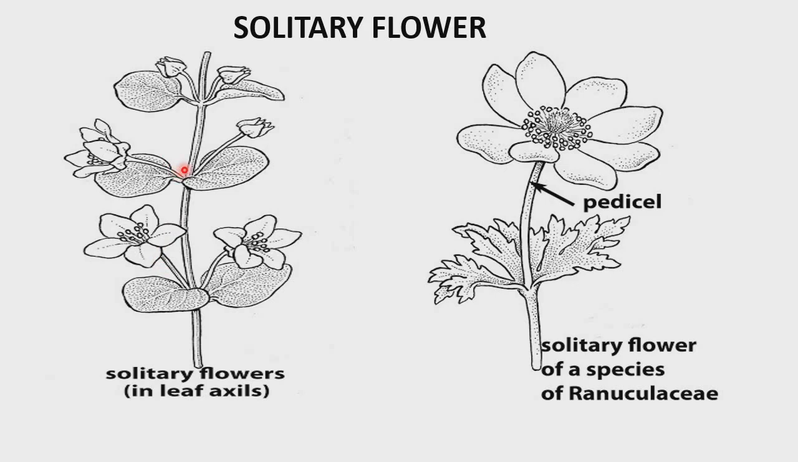We have some examples of this flower. We have the hibiscus flower. We have the pawpaw flower. These are different flowers that play this role. You can see this is a leaf axis here, and you see a single flower coming out here.